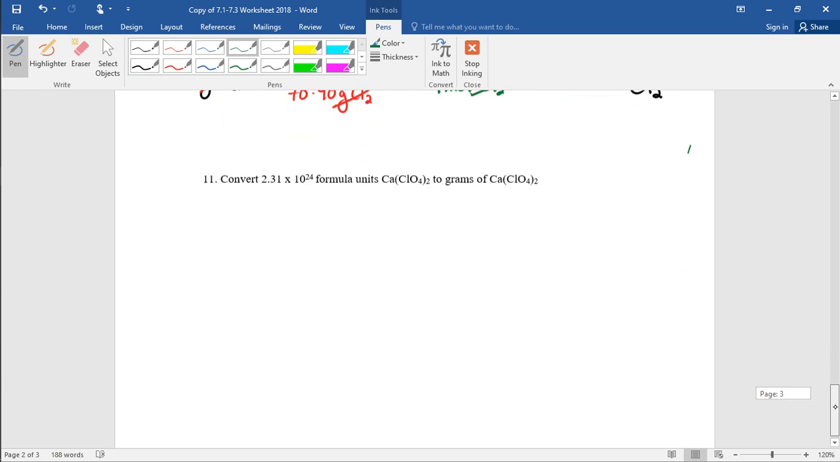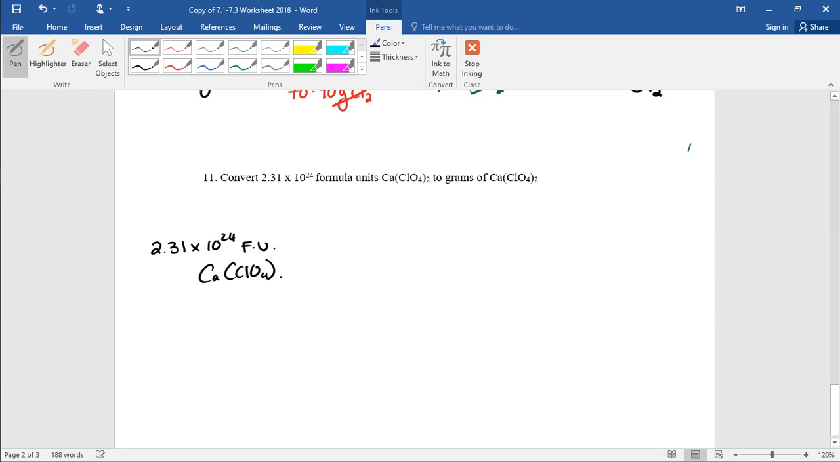Okay, now the last one is asking us to convert 2.31 times 10 to the 24 formula units of CaClO4 2 to grams. So we have been given formula units, which is a type of particle, and we have to go to mass. So I should end with grams of CaClO4 2. So calcium perchlorate. Okay, so we have to go from formula units first to moles, and then from moles we can go to grams.